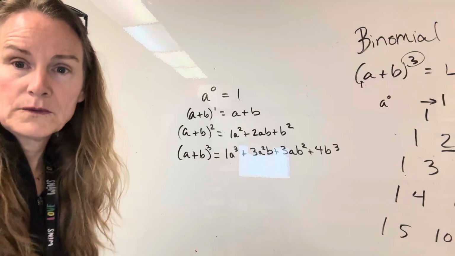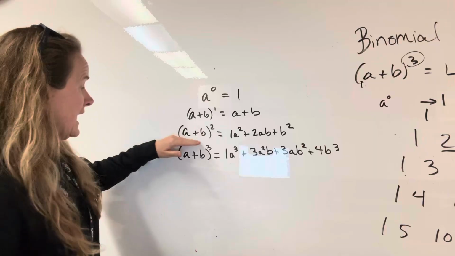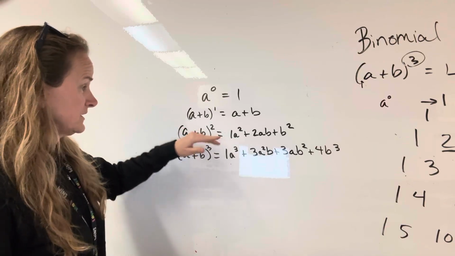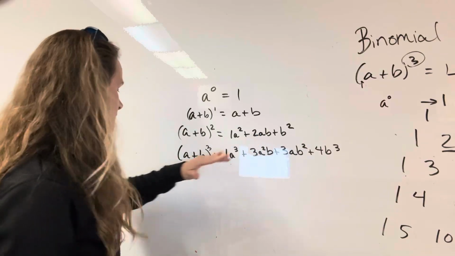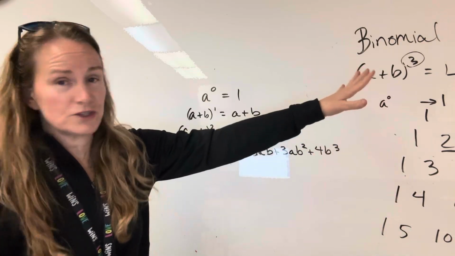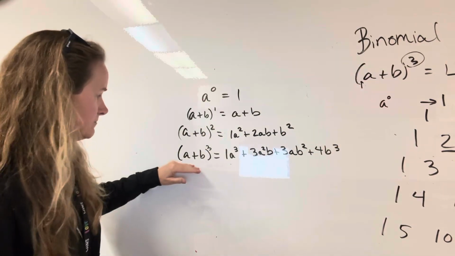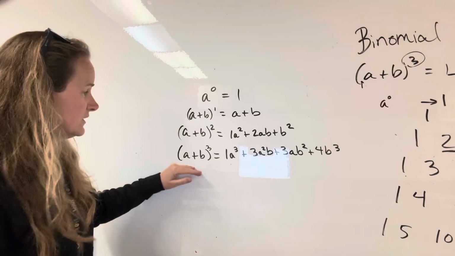Let me pause this. Okay, I did a little close-up. The quantity a plus b squared is 1a squared plus 2ab plus b squared, which we already know. If I expanded this, which you're going to get all the pieces over there in just a minute, here is the pattern that I want you to see.